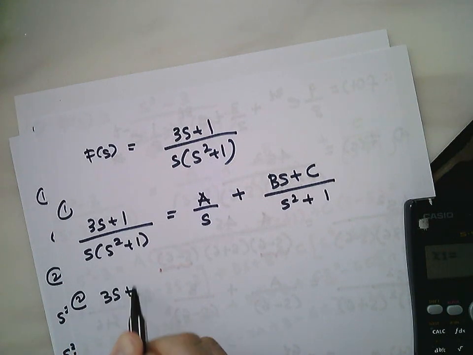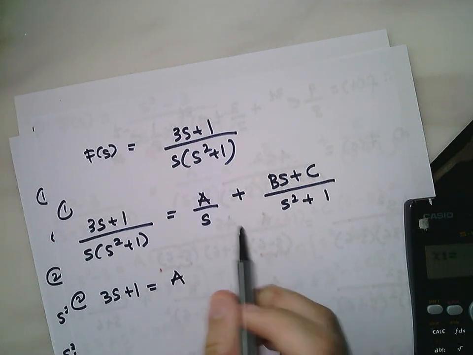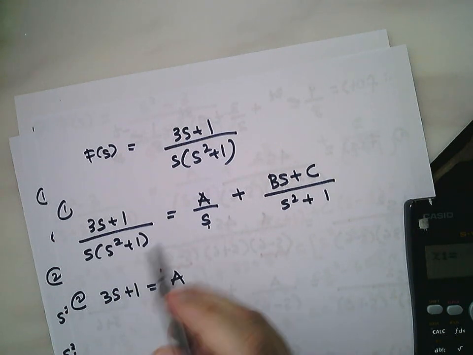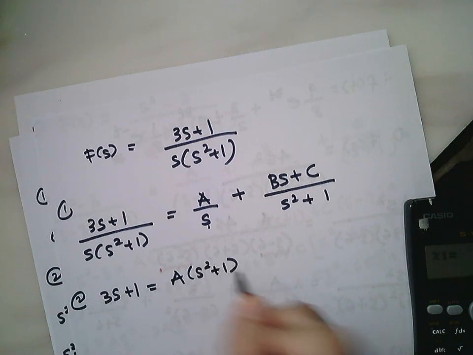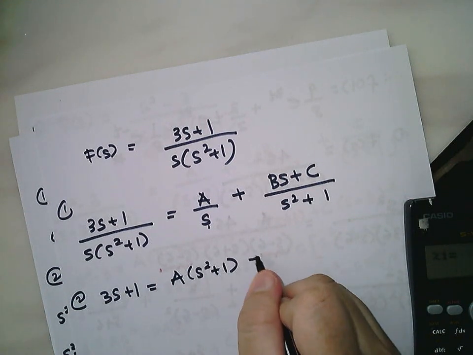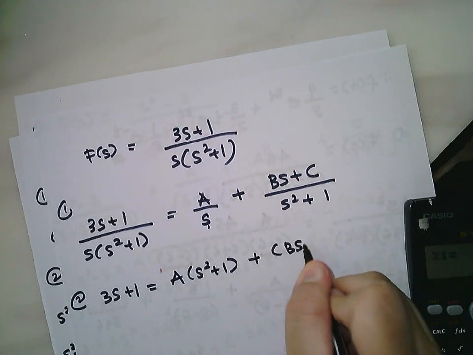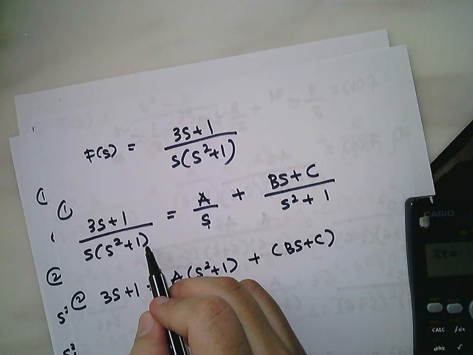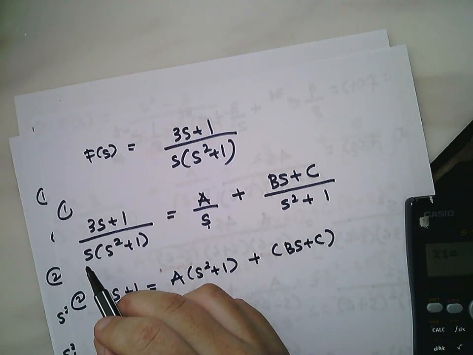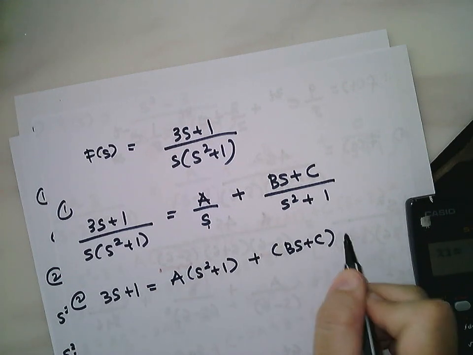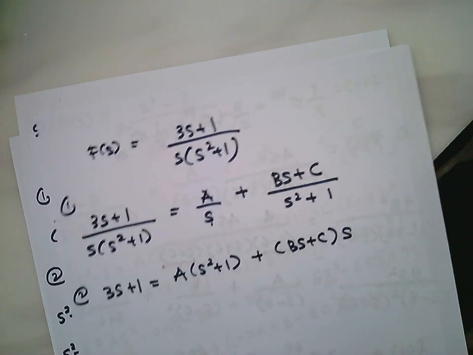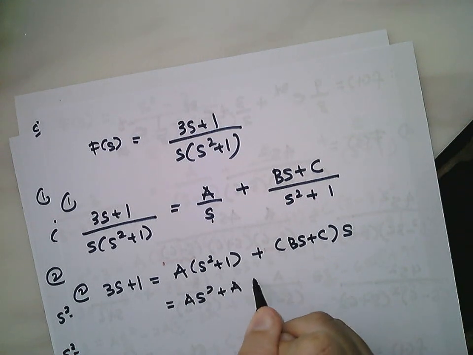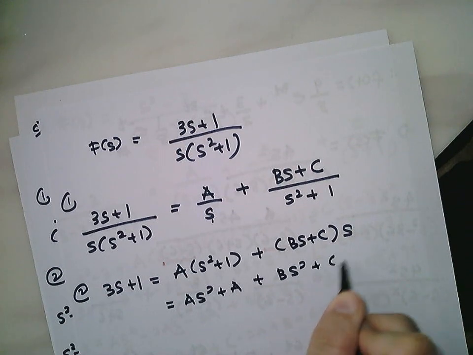So 3s plus 1 is equal to A. When you compare this with the left hand side here, the missing term is s squared plus 1. Plus the second one, Bs plus C. You already have s squared plus 1, so the term that is missing is the variable s. That's why you need to multiply by s. Expanding this will give you As squared plus A plus Bs squared plus Cs.